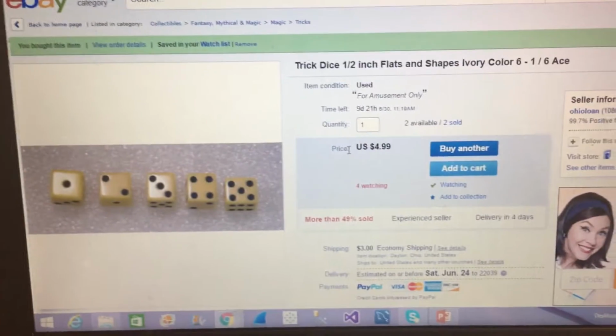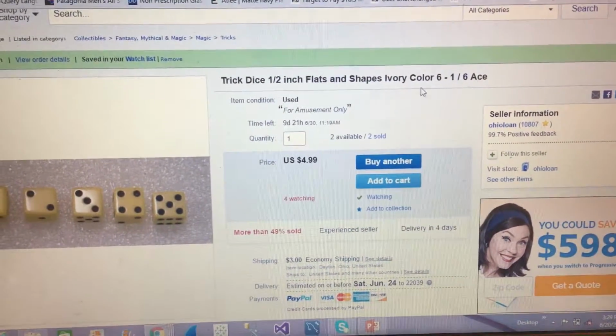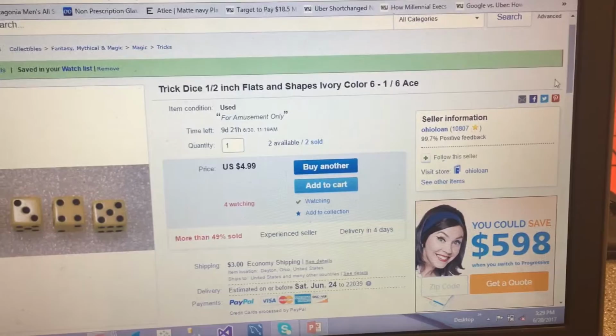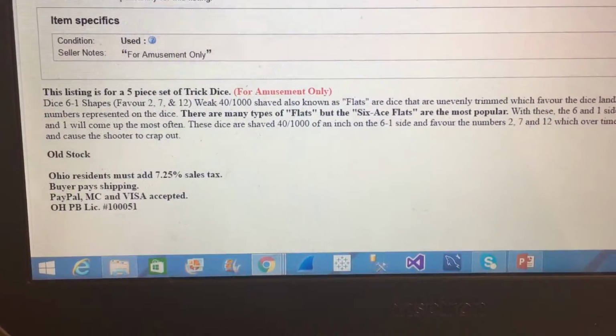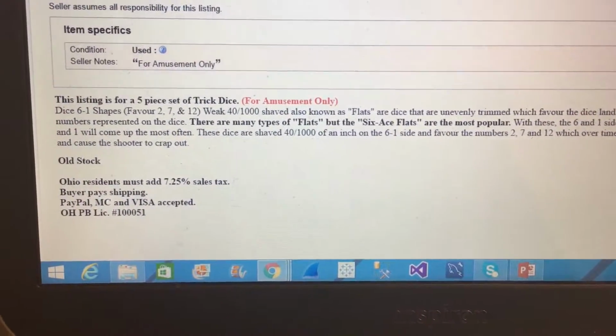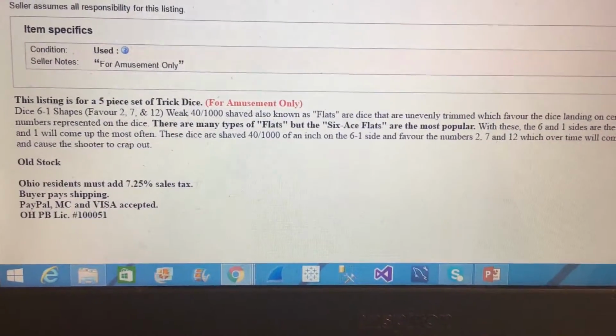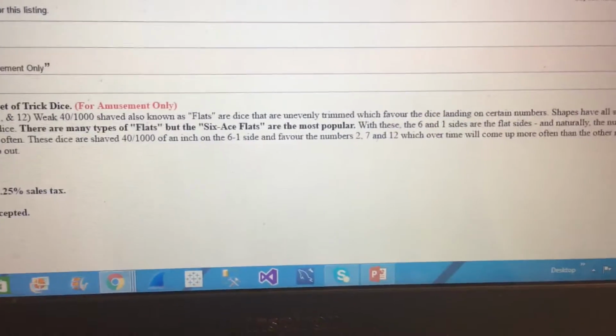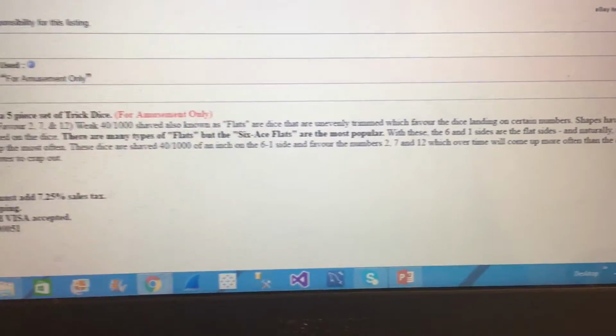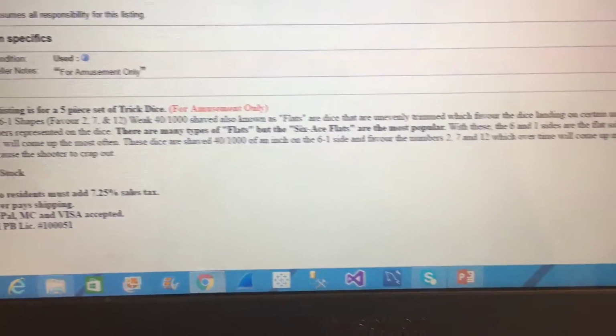For more background information, I'll show you some of the pages where I purchased these dice. Here are the yellow ones that I bought: trick dice, 1/2 inch flats and shapes, ivory color, 6-1 is over 6 ace. So let's look at the description here. Dice 6 shapes favor 2, 7, and 12. Weak 40 over 1,000 shaved, also known as flats, are dice that are unevenly trimmed, which favor the dice landing on certain numbers.